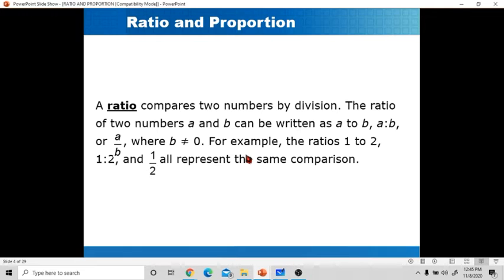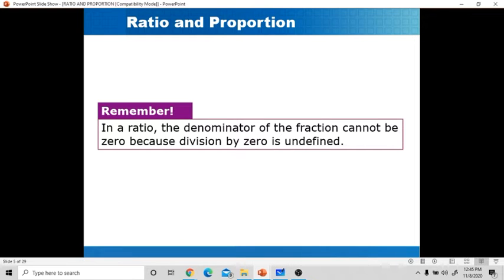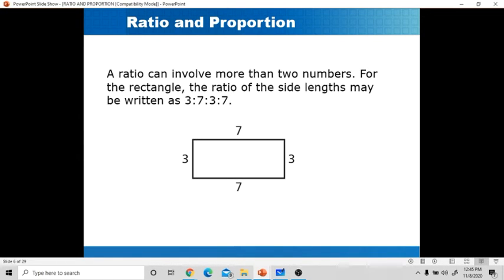For example, the ratio 1 to 2 can be written in colon form as 1 is to 2 and in fraction form as 1/2. All represent the same comparison. Remember, in a ratio, the denominator of the fraction cannot be 0 because division by 0 is undefined. A ratio can involve more than two numbers. For the rectangle, the ratio of the side lengths may be written as 3:7:3:7.